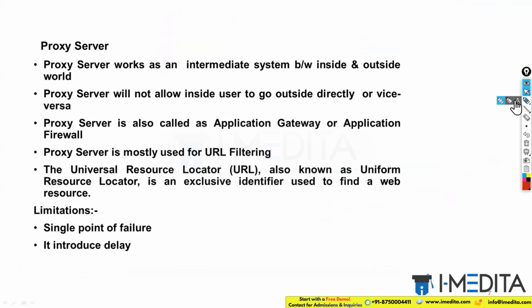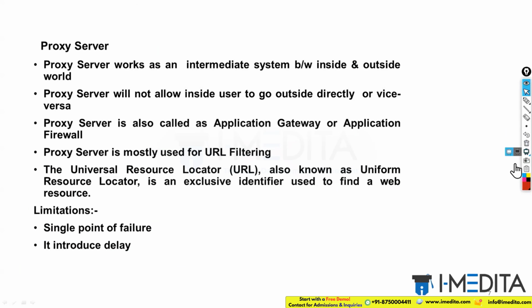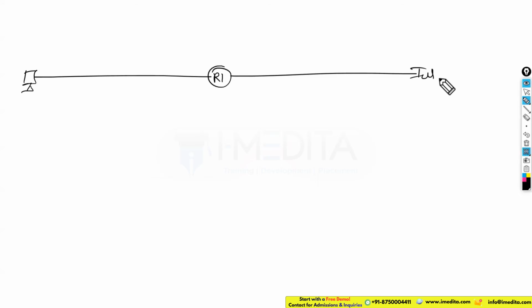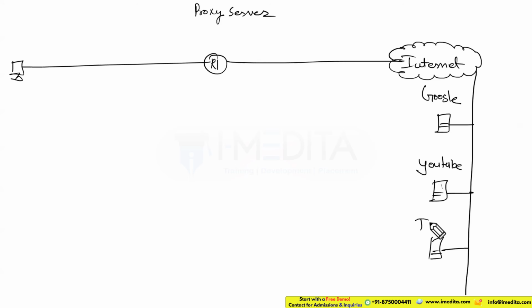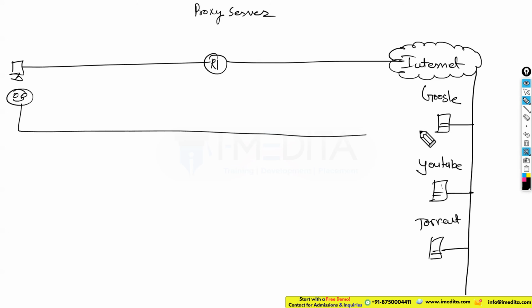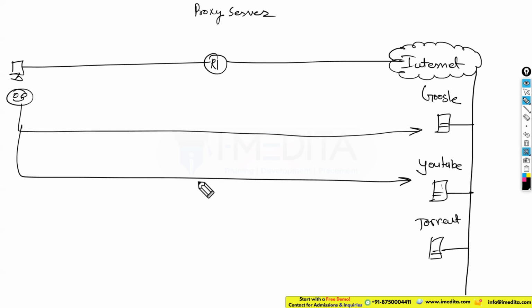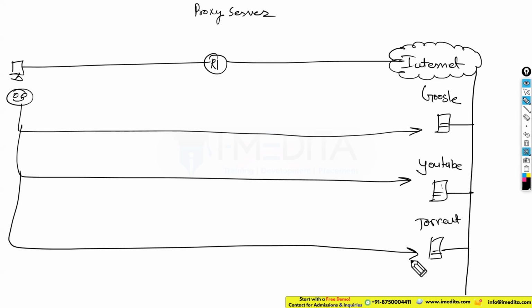After knowing the advantages and disadvantages, let's move further to the proxy server. Let's understand it. What is a proxy server? First, we will understand it with the help of a diagram. We have a client connected with a router, and the router connected with the internet. We have a client in our LAN. Client can access Google, can access YouTube, can access torrent.